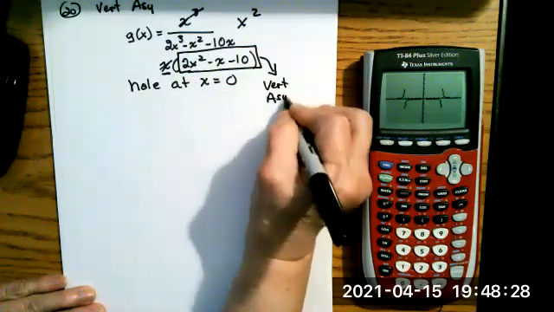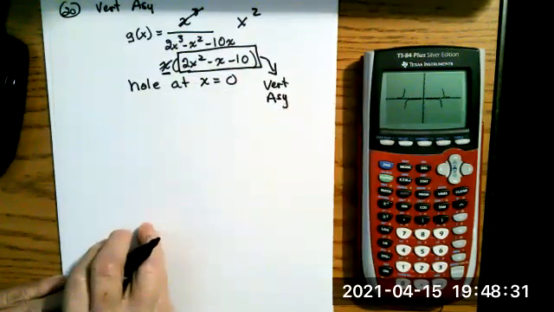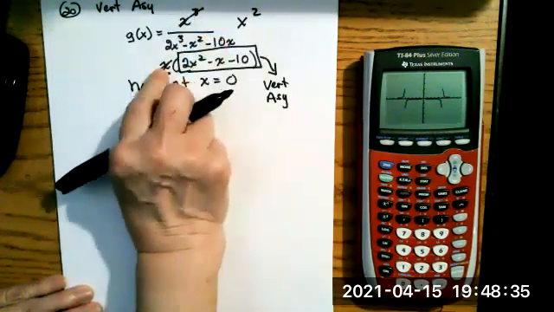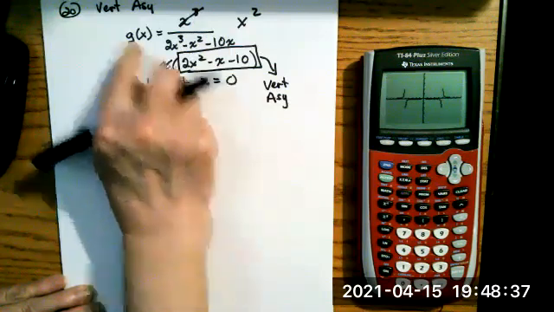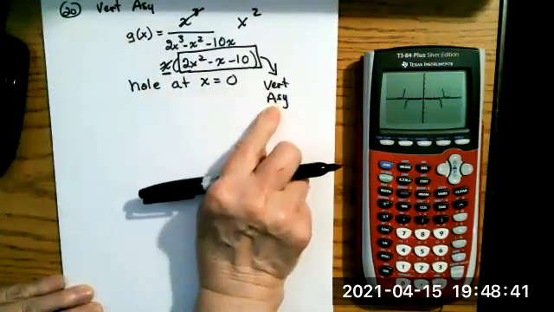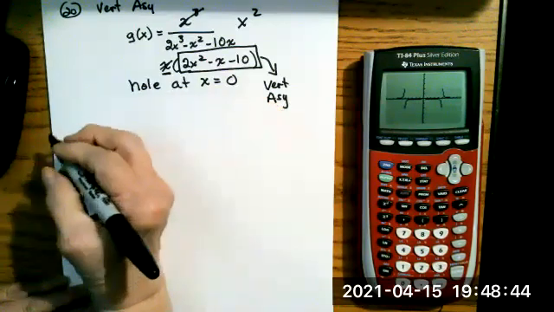The other thing is a hole, because it canceled. Anytime they cancel, there's a hole. So if it cancels out, don't worry about whether it's a vertical asymptote or not, because it's not. It's a hole instead. Can't be both.